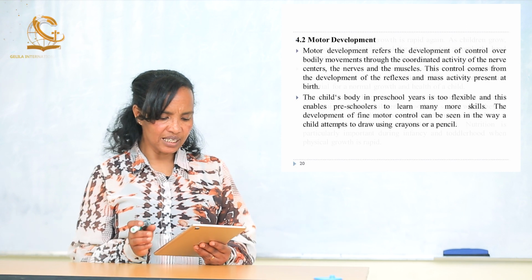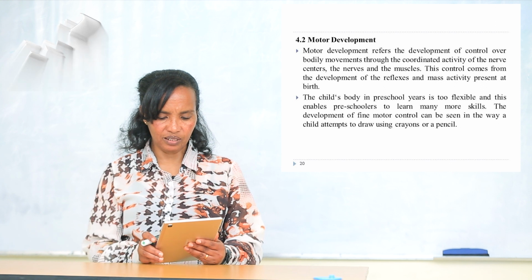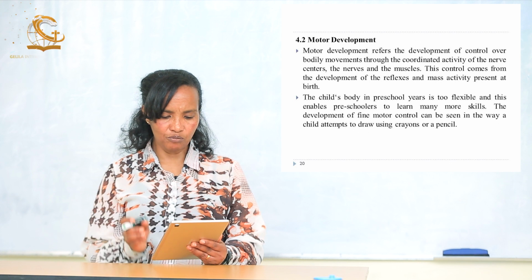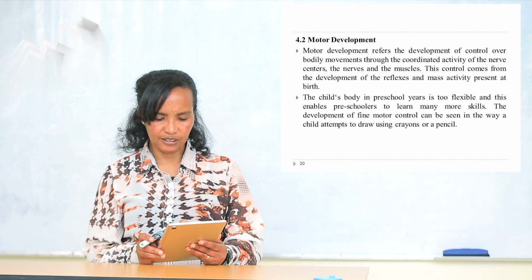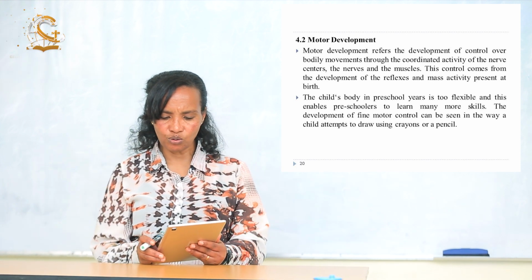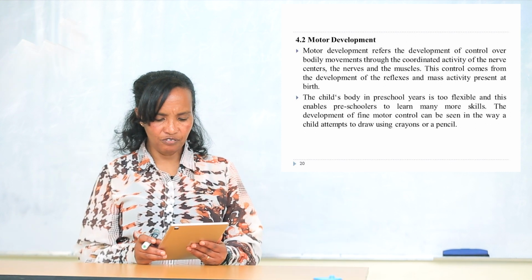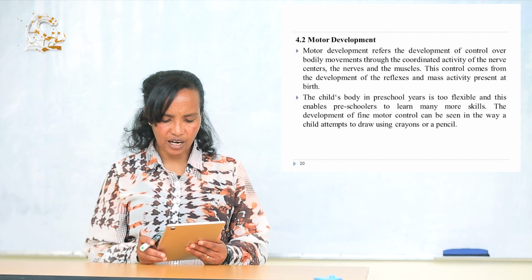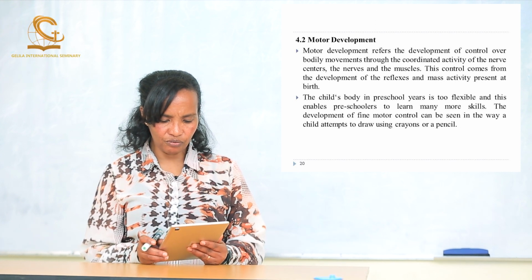The other developmental aspect is motor development. It refers to the development of control over bodily movements through the coordinated activity of the nerve centers, that is, the nerves and the muscles. This control comes from the development of the reflexes and mass activity present at birth. If we are not giving the child the necessary amount of vitamin D and so on, it affects the motor activity of the child.